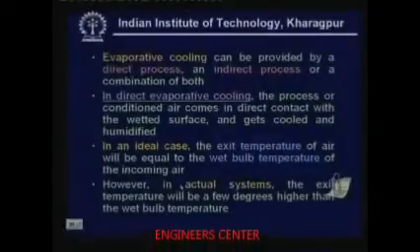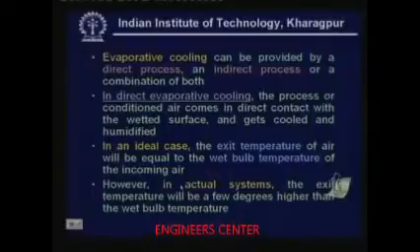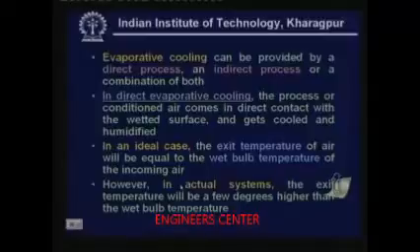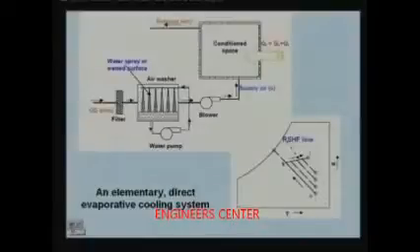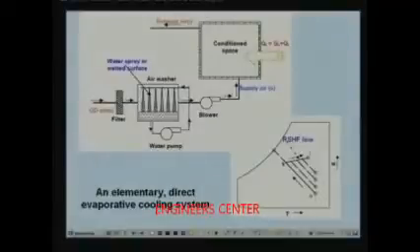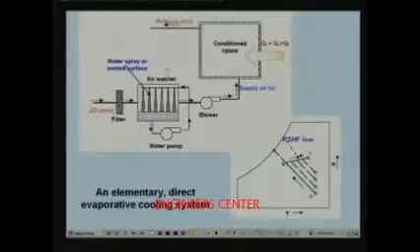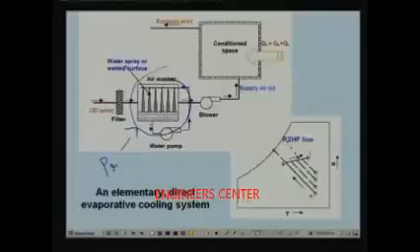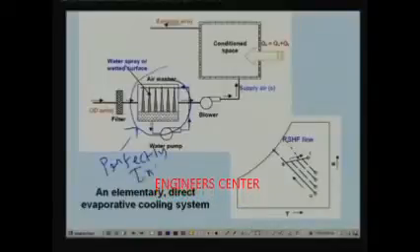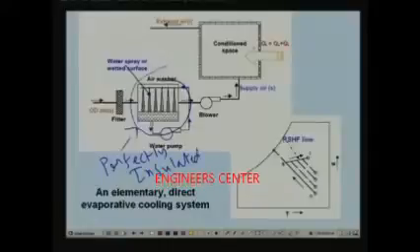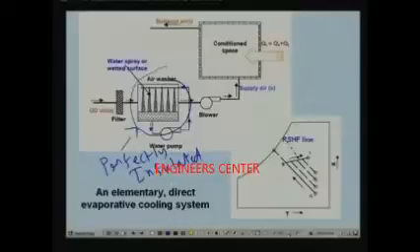As I have mentioned, in an ideal case the exit temperature of air will be equal to the wet bulb temperature of the incoming air, but in an actual case the exit temperature will be higher. So, what do we mean by an ideal case? Ideal case means this evaporative cooler or the air washer is perfectly insulated from the surroundings. That means the process is adiabatic, and there is an infinite area of contact between the air and the wetted surface.